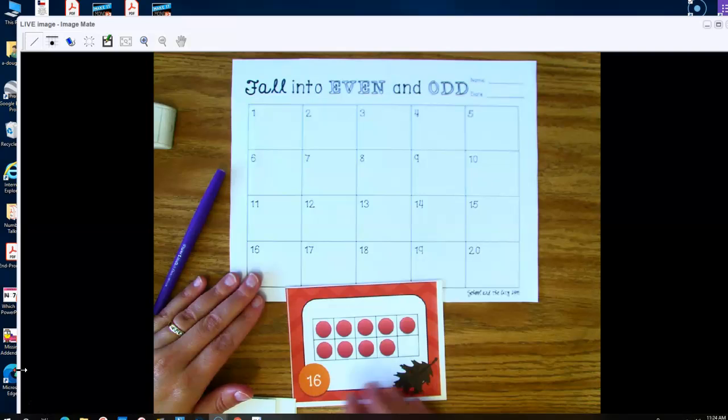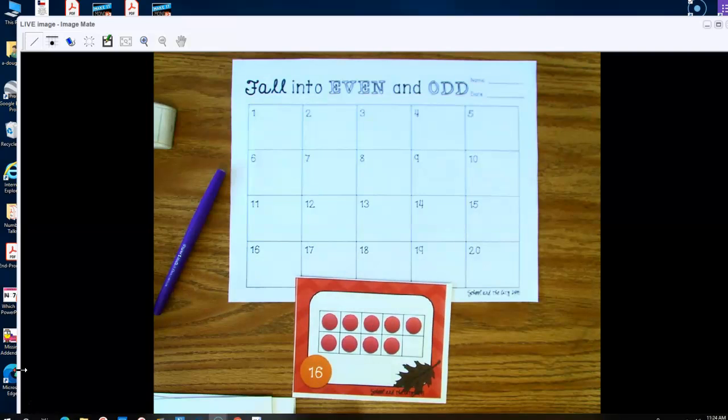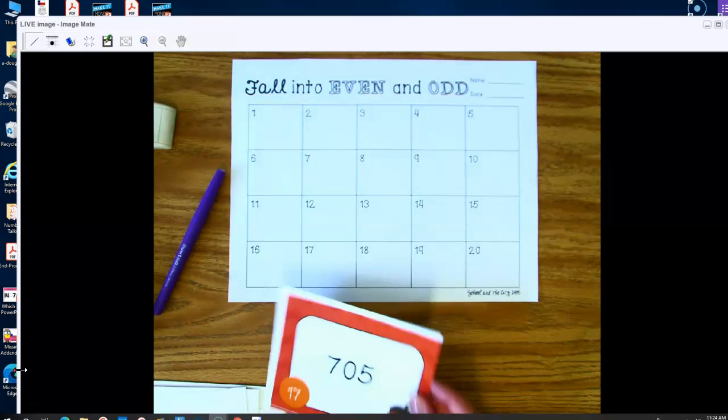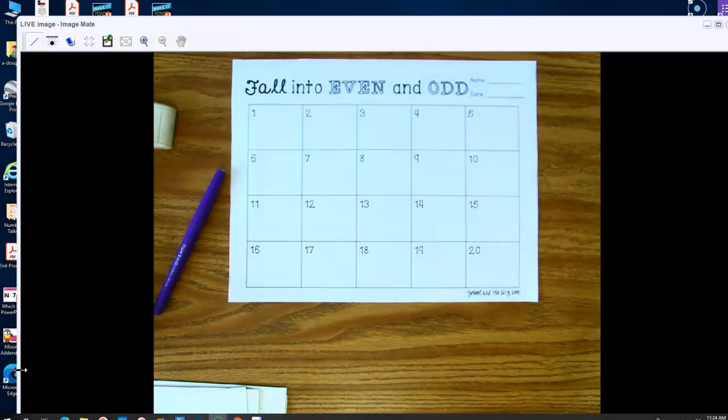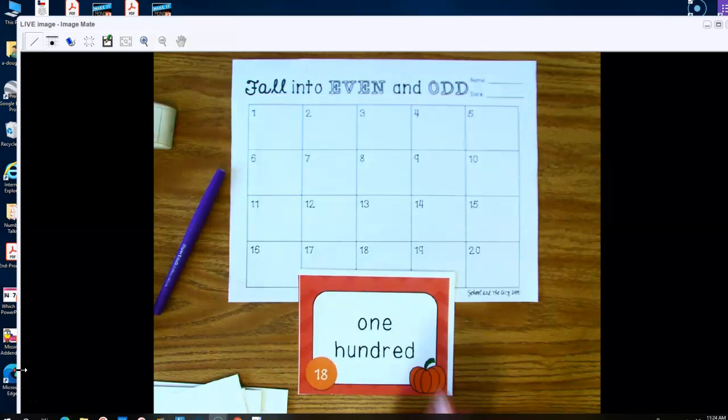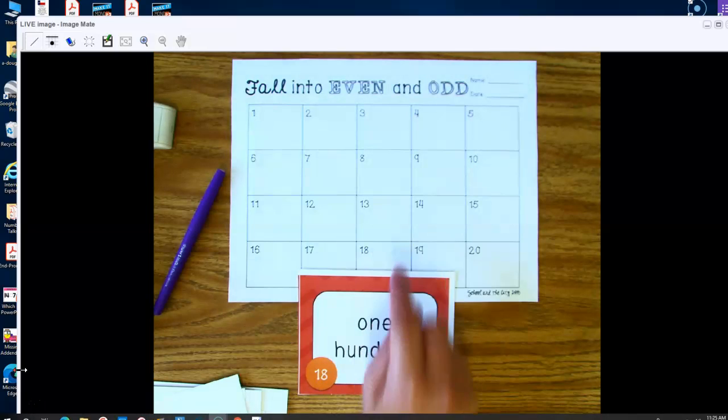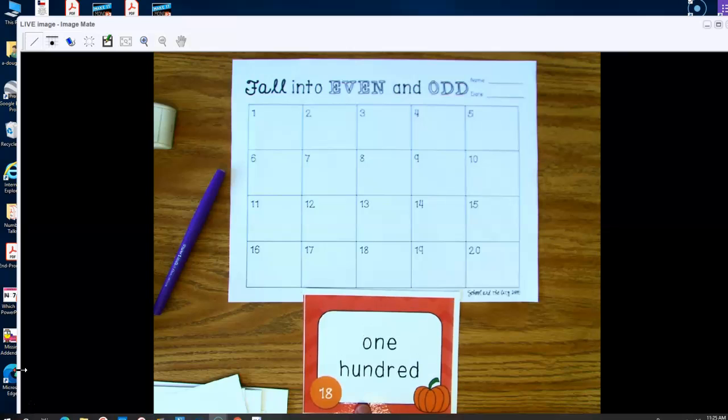Number 16. Look at the 10 frame. Is that odd or even number? Number 17. 705. Look at the 1 spot. Is that odd or even? Number 18. Read the number. If you need to write the number in the 18th block, do that so you can see what's in the 1's place and tell me if that's odd or even.